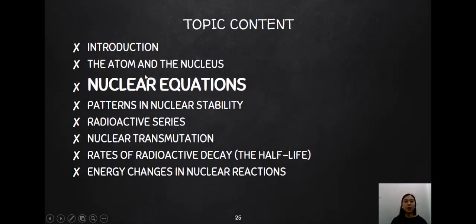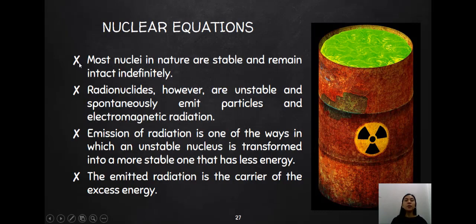So let's go to the third part of this video, your nuclear equations. So most nuclei in nature are stable and remain intact indefinitely. Radionuclides, however, are unstable and spontaneously emit particles and electromagnetic radiation. Emission of radiation is one of the ways in which an unstable nucleus is transformed into a more stable one that has less energy. The emitted radiation is the carrier of the excess energy.